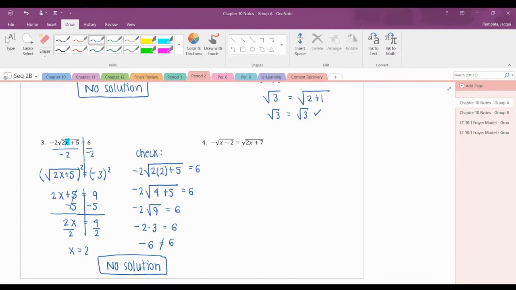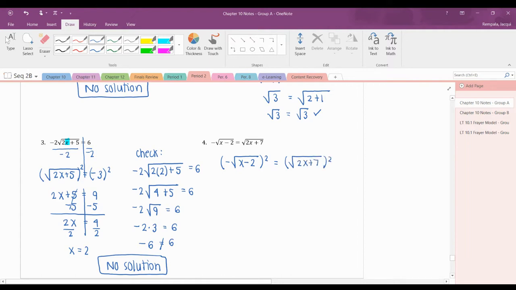If you take a look then at this fourth problem, we have negative square root of x minus 2 equals the square root of 2x plus 7. So once again, we've got square root on either side. So I'm going to take that entire left side and I'm going to square it. On the right side, I'm going to do the same thing.